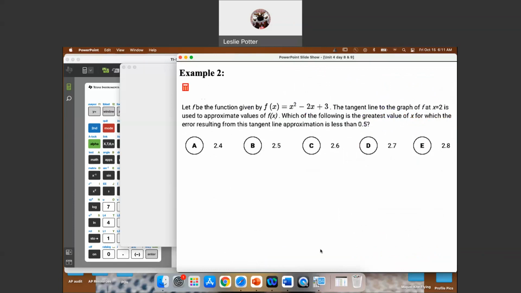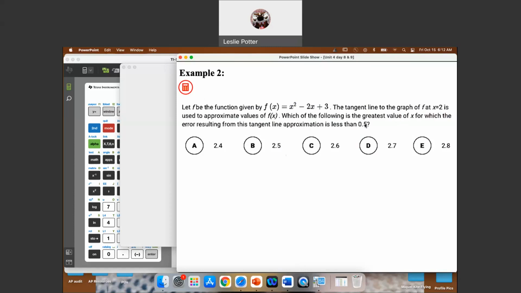So let's try this with some multiple choice problems. Now, first thing we recognize is that we can use a calculator here. So we are going to be calculating our derivative using the math 8 key. So we have, let function f be the function given by x squared minus 2x plus 3. The tangent to the graph of f at x equals 2 is used to approximate the value of the function. Which of the following is the greatest value of x for which the error resulting from this tangent line is less than 0.5?